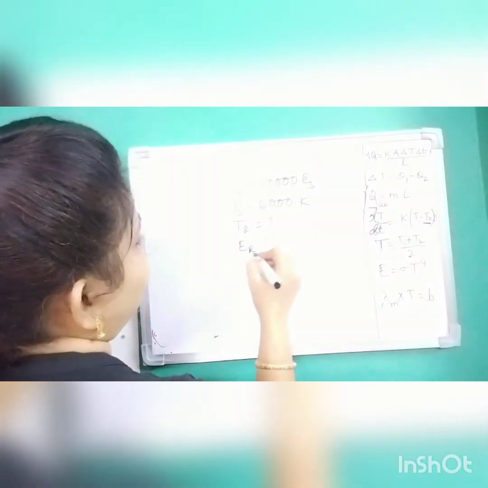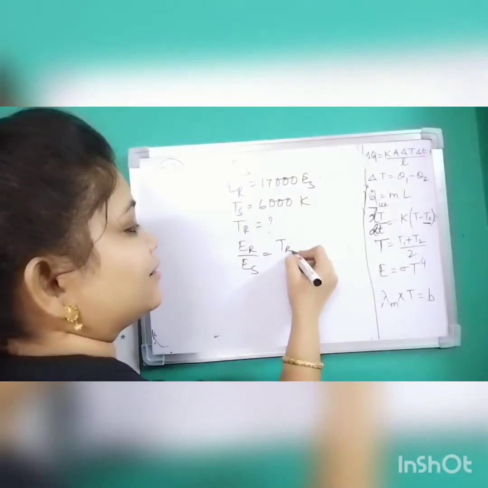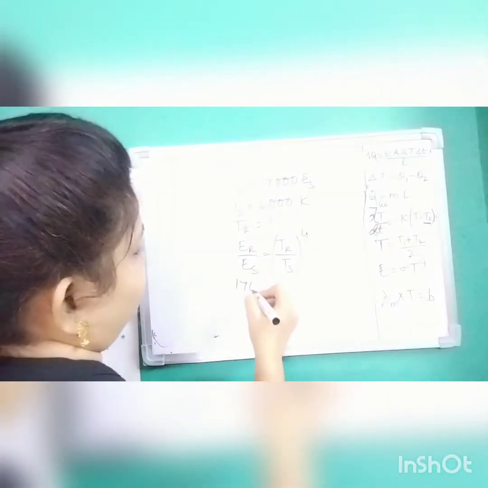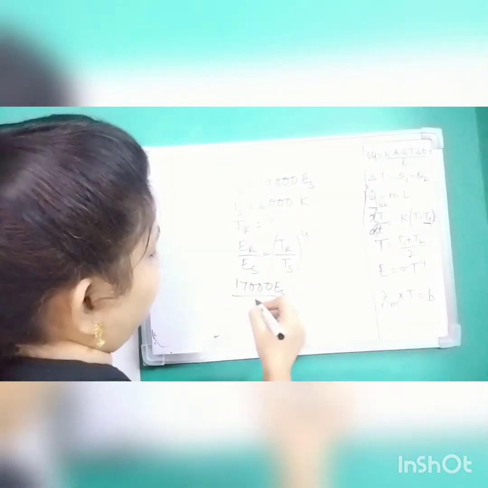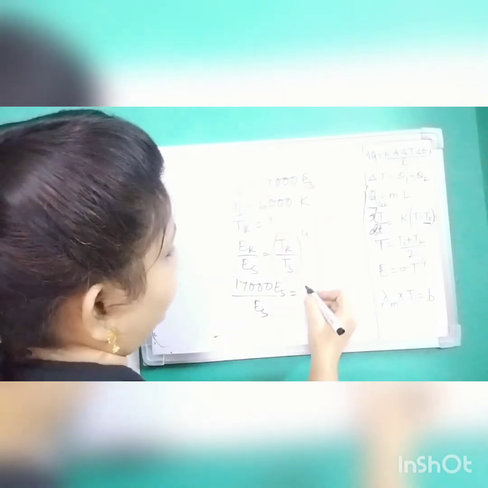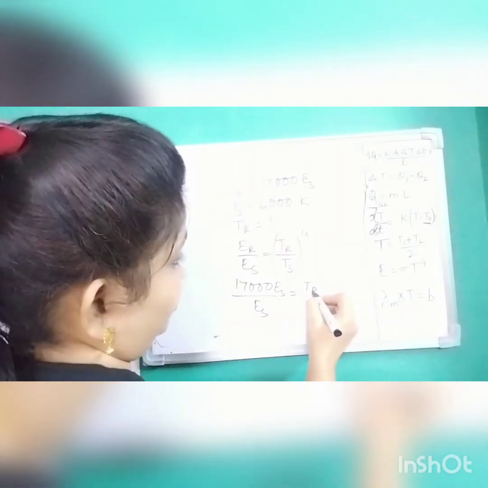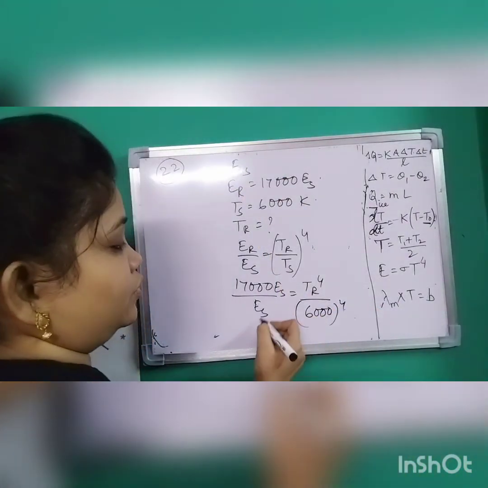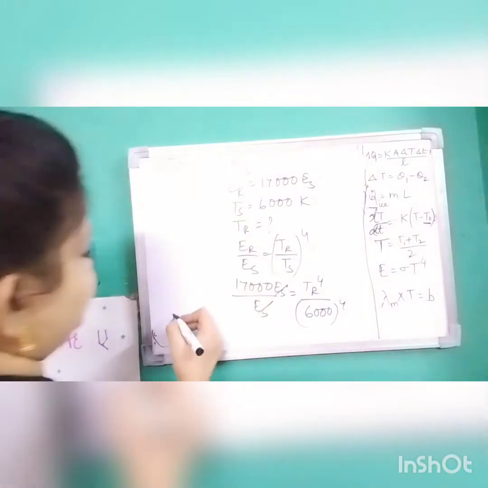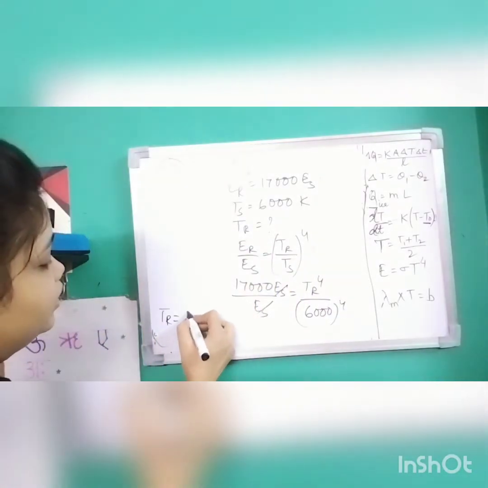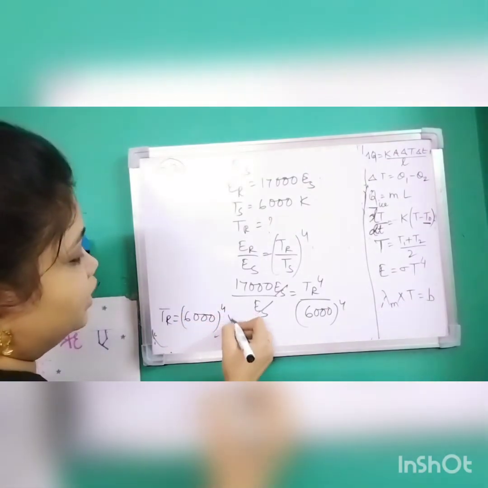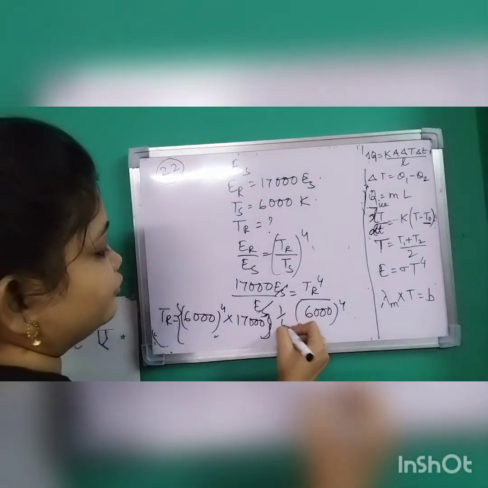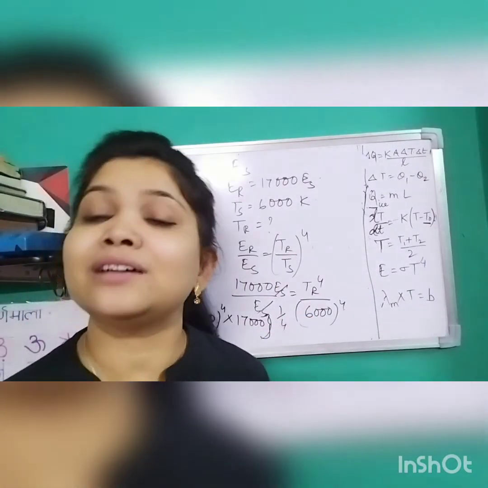So, ER by ES is equal to (TR by TS) whole to the power of 4. ER is given in the ES form. ES by ES is equal to TR, which you have to find out, whole 4 by 6,000 to the power of 4. ES gets cancelled, just solve it. So TR will be equal to 6,000 whole 4 into 17,000 to the power of 1 by 4. Just solve it and you will get the answer.